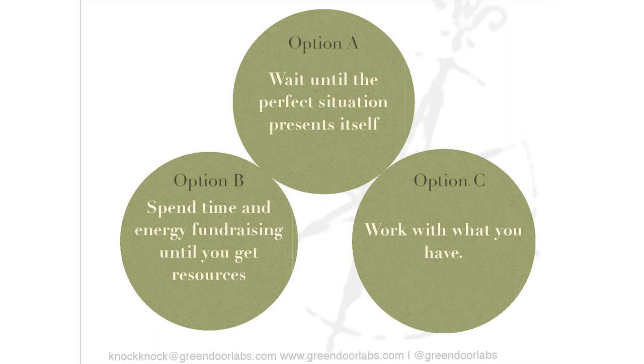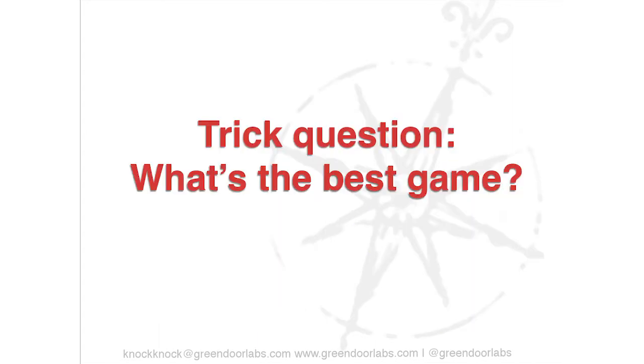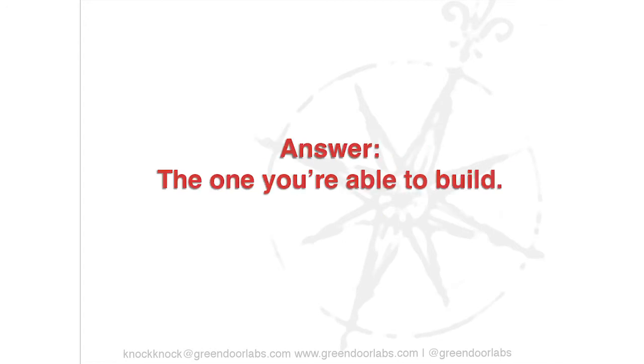But then there's option C, which is the one that I always recommend, which is work with what you have. You've got $20 and a roll of duct tape. Do it, right? You can make a game with $20 and a roll of duct tape. Because what is the best game? It's the one that you're able to build, right? So whatever you have, use it to build something rather than sitting around and waiting for the perfect opportunity to present itself. Because honestly, even the largest institutions with the most resources still seldom have the perfect opportunity for building a game. There's still never the perfect storm for building your Angry Birds.